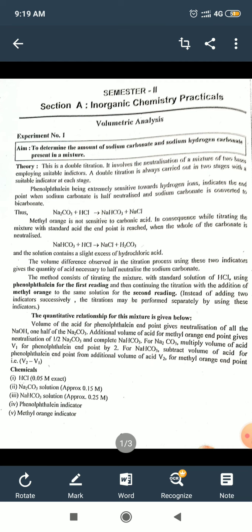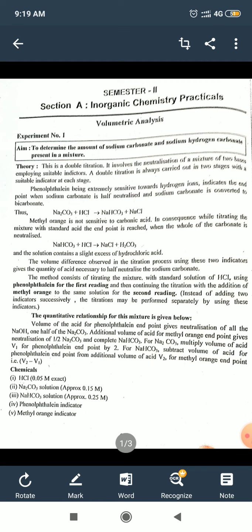Experiment number 1. Firstly, the aim of this practical is to determine the amount of sodium carbonate and sodium hydrogen carbonate present in a mixture. This is the aim of the practical. This practical involves titration.